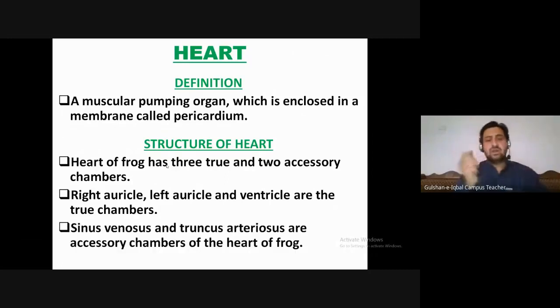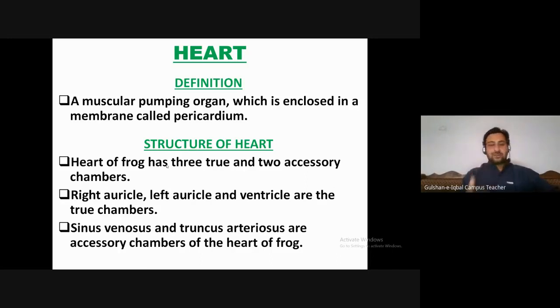The other two, that is sinus venosus and truncus arteriosus, are the accessory chambers. They are also known as the false chambers. Okay, so in total, along with the accessory chambers, frog has five chambers. But when we talk about the true chambers of the heart, there are three chambers present, that are the left auricle, the right auricle, and the ventricle. The sinus venosus and the truncus arteriosus are the accessory chambers present in the heart.